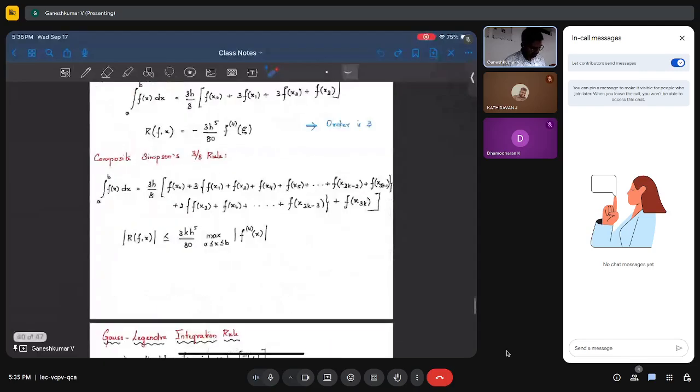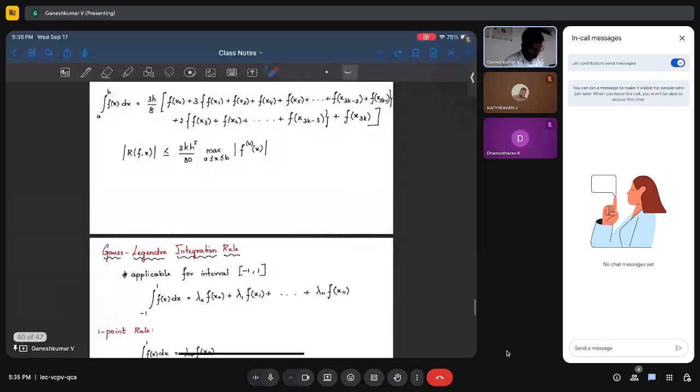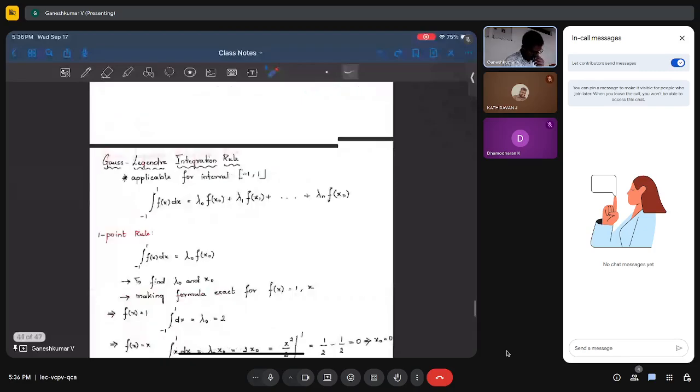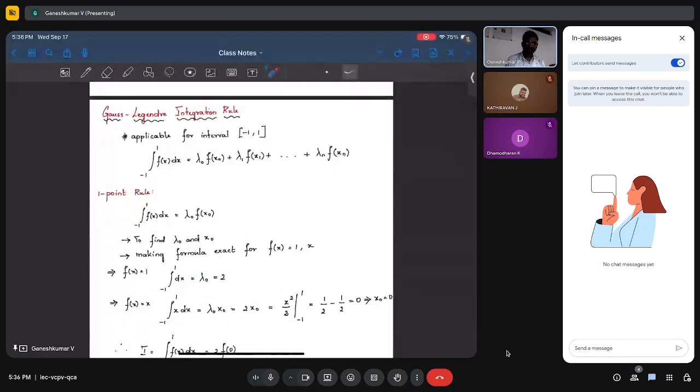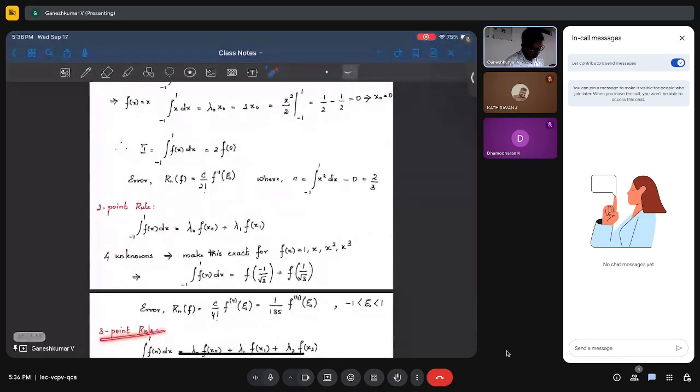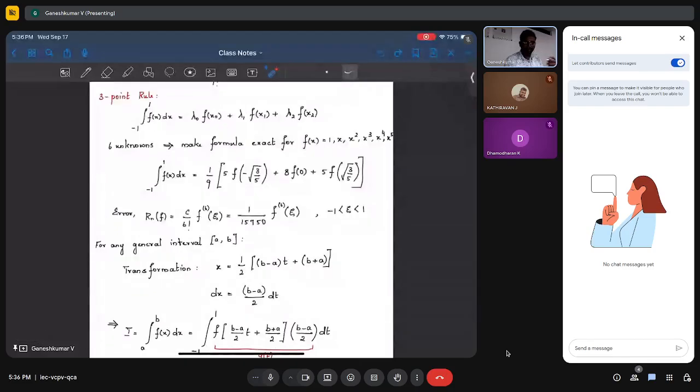All right, similarly we can do the composite Simpson's 3 by 8 rule, and then finally the Gauss-Legendre integration rule you can do. So you have a 1 point rule, you also have a 2 point rule, a 3 point rule. You can construct a number of rules using this.